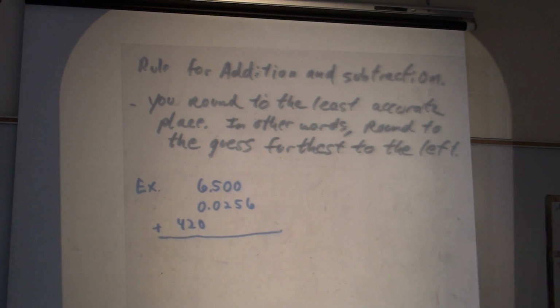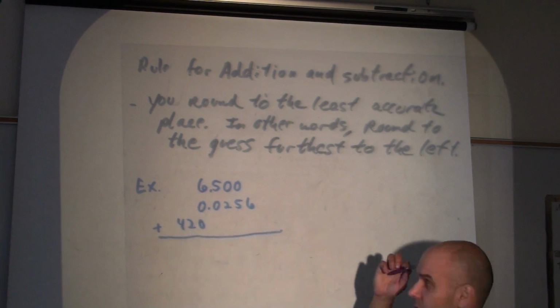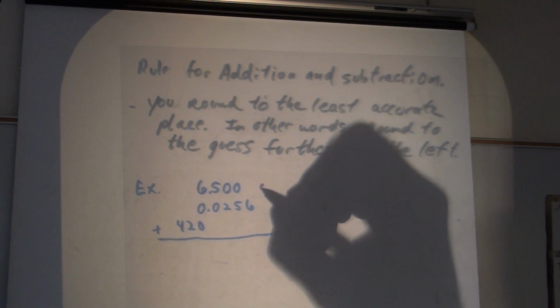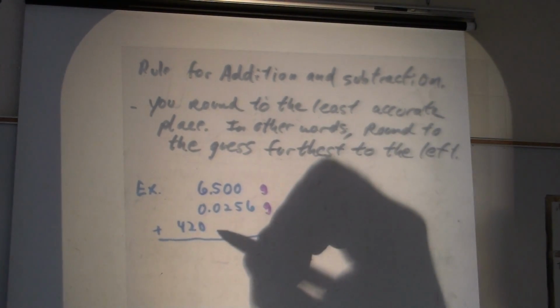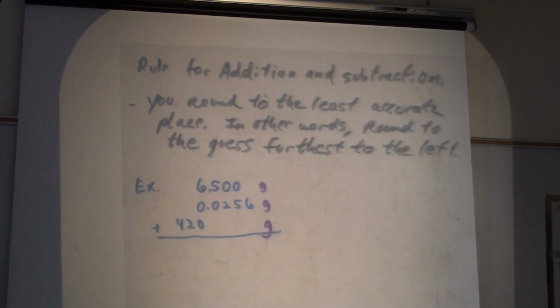So you are going to round to the guess furthest to the left. That means we have to identify where the guess is. So let's put some units on these. We've weighed out three different things: 6.500 grams, 0.00256 grams, and 420 grams.